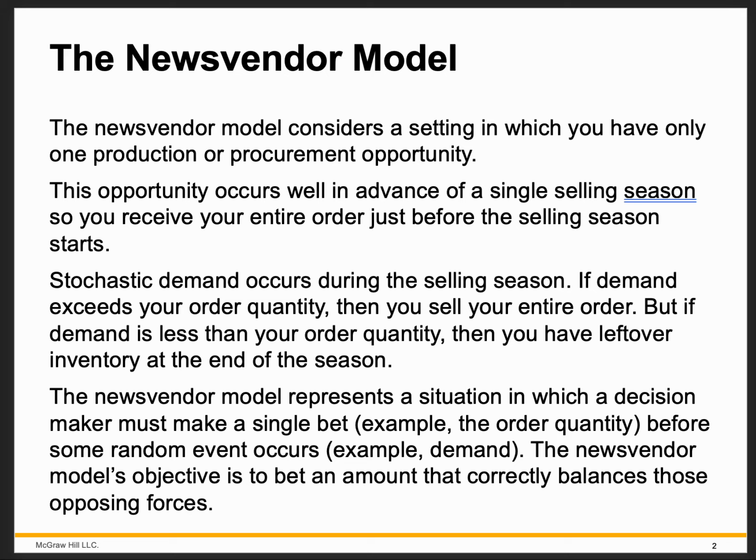So they have to decide how many units to buy right at the beginning. They don't know how many they're going to sell during the day, but they have to decide exactly how many units to buy, and that is a newsvendor model. In a more general sense, the newsvendor model considers a setting in which you have only one production or one procurement opportunity. There's a single opportunity to procure whatever you can procure or have a production run.